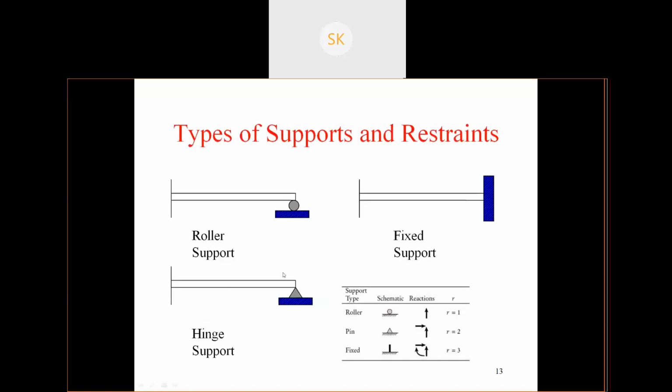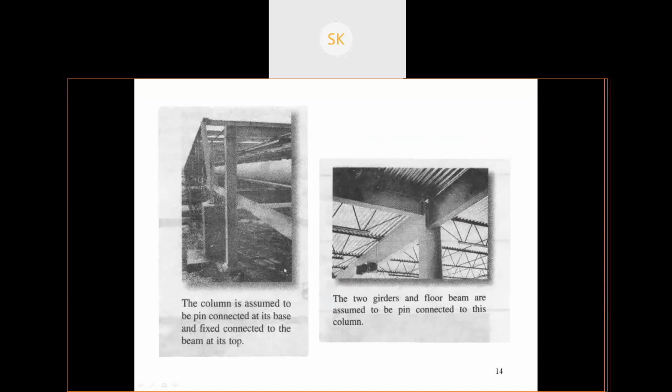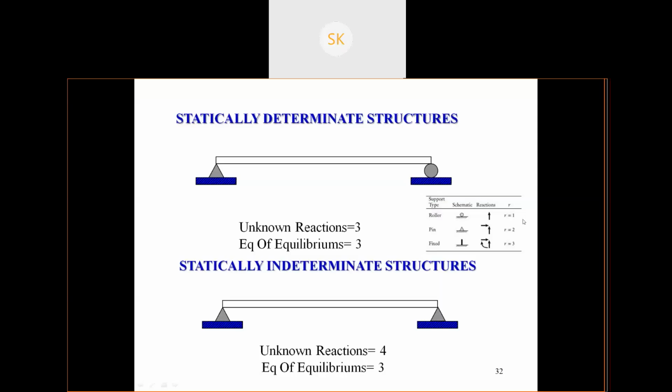Now, let's come to a point where you have to differentiate between statically determinate and statically indeterminate structures, right? So see, you should know for a roller there will be one reaction, vertical. For a pin or hinge there will be 2 reactions, vertical and horizontal, and for a fixed support you will have 3 reactions, vertical, horizontal, along with moment.